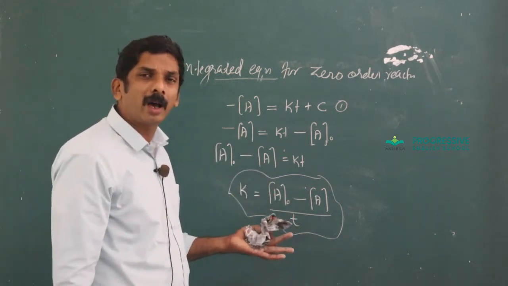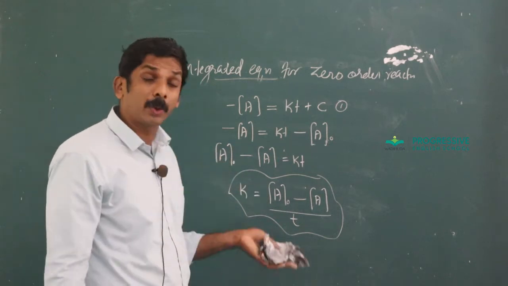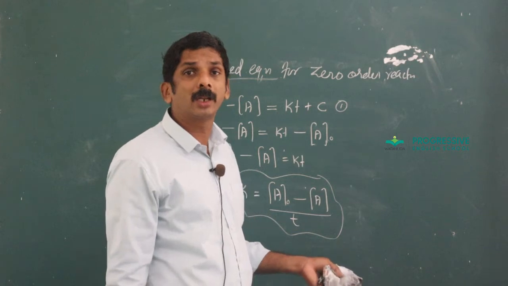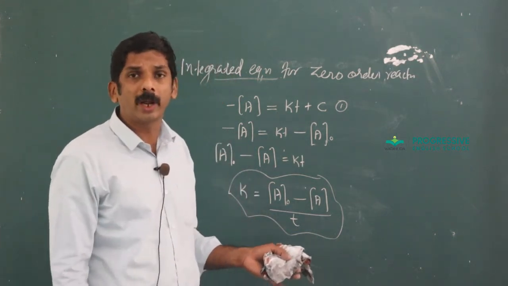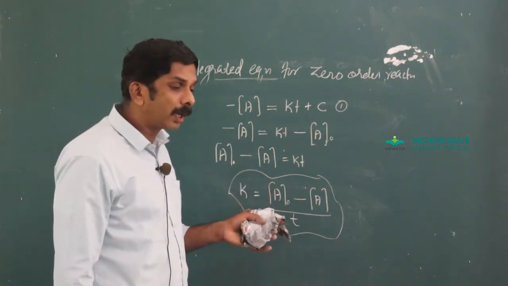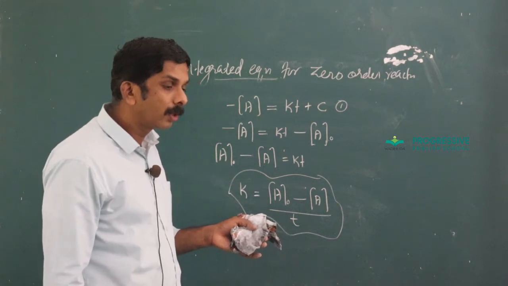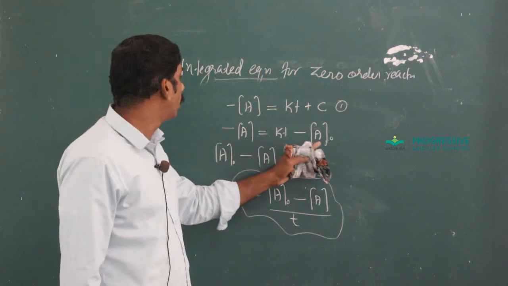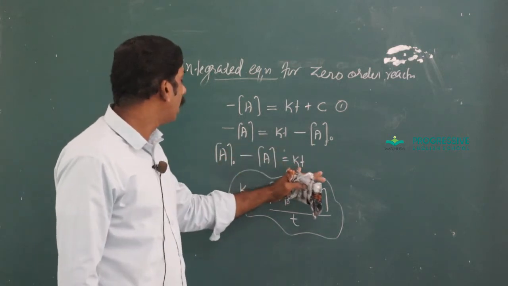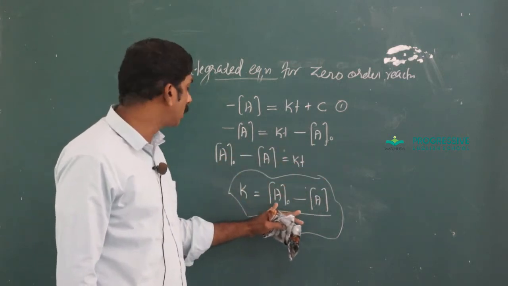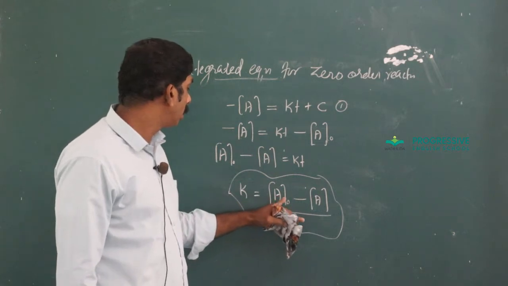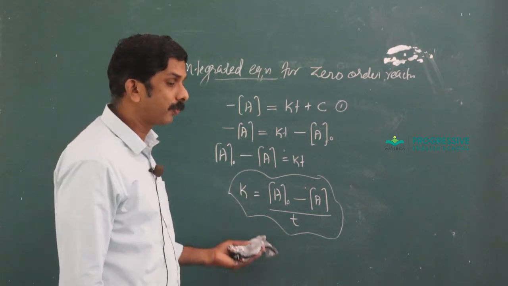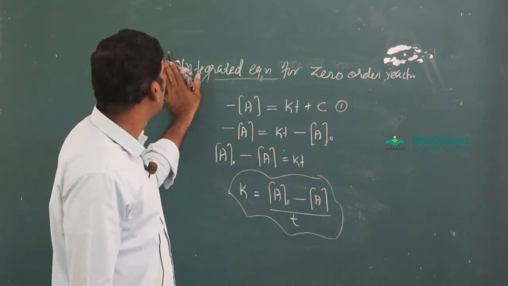You just consider a hypothetical reaction, not only A gives product, you can take any example like R gives product or X gives products, then write the corresponding differential equation, and arrange it in the proper way, and finally you get the expression for the integrated equation for a zero order reaction. Okay, next.